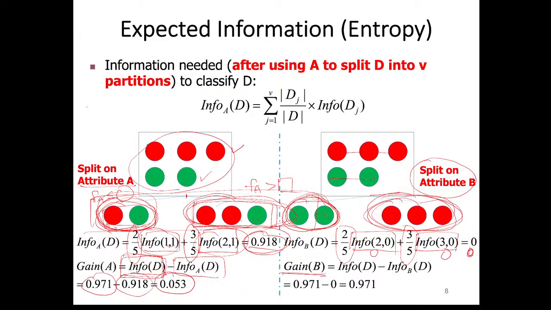So how much improvement? The improvement in terms of pureness. Before the split, the amount of randomness is 0.971. After the split, the amount of randomness is 0. So the pureness improved by this much. And we want that after the split, the result should be as pure as possible. So which one should we use? If we can only choose from feature A and feature B, we should choose feature B because that gives us a purer result.